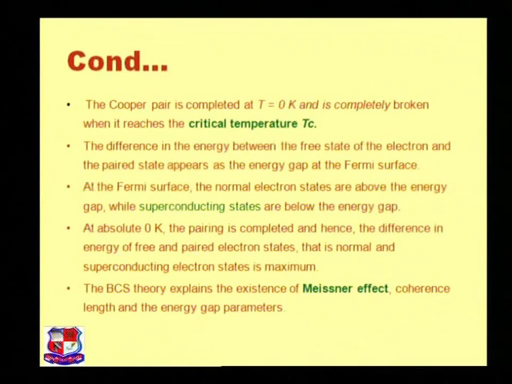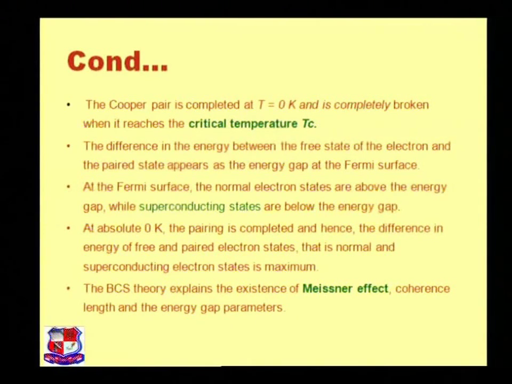the energy gap. Like this, there are 3 steps. The middle step is the energy gap, below it is the superconducting state, and above it are the electron states. Now at absolute 0 Kelvin, the pairing is complete, and hence the difference in energy of free and paired electron states, that is normal and superconducting electron states, is maximum.